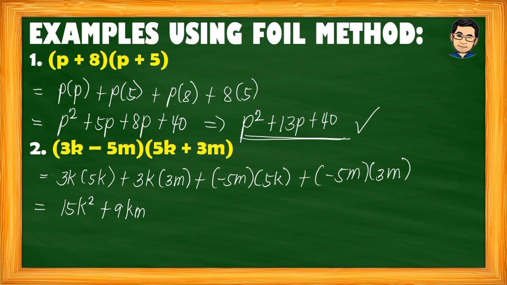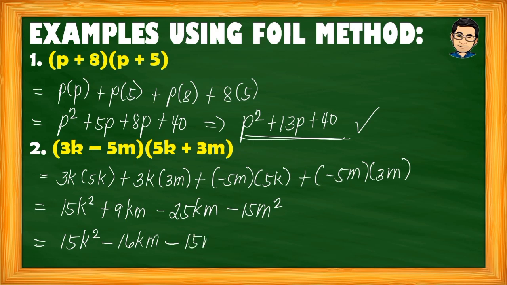Next, negative 5m times 5k, so that is negative 25km. Finally, negative 5m times 3m, that is negative 15m squared. Is this the final answer? No. Kailangan natin combine yung dalawang terms na magkamukha, which is 9km and negative 25km. So final answer will be 15k squared minus 16km minus 15m squared.